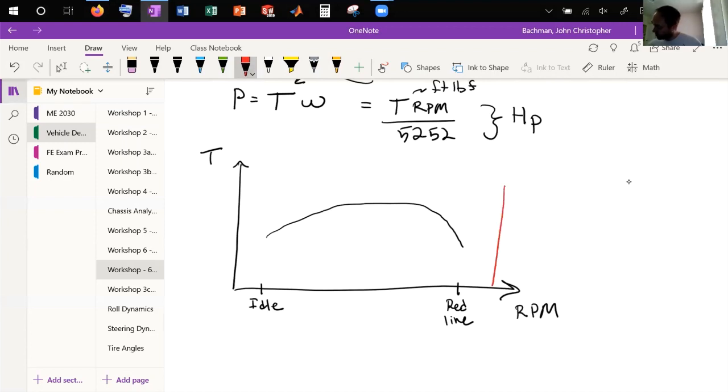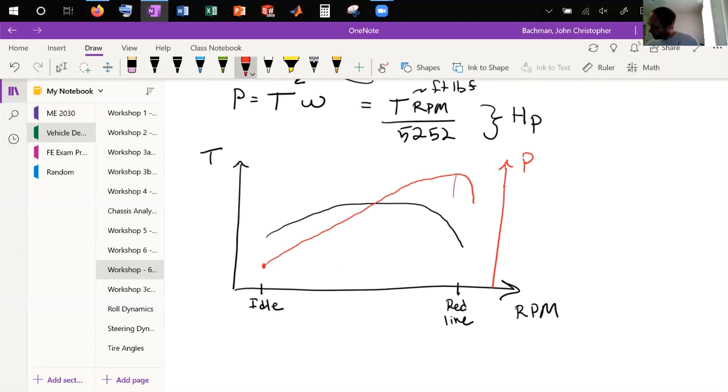So if we draw a power curve, down here it's going to be really low because the RPMs are low, but then that's going to weight the values to the right higher. So it's going to rise a lot until it gets to the peak, and then it's going to flatten a little bit, and come down here.